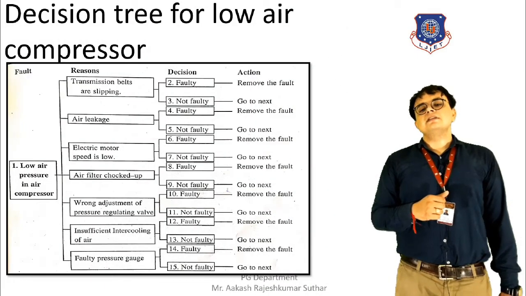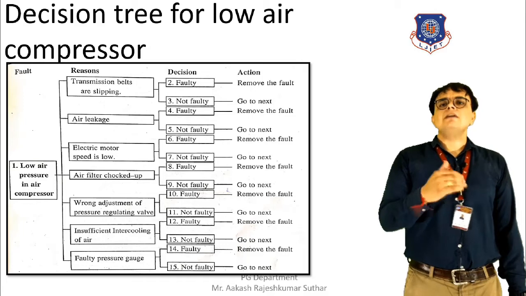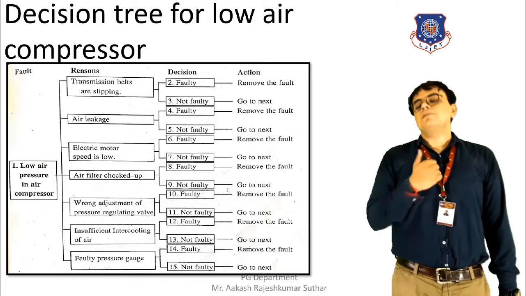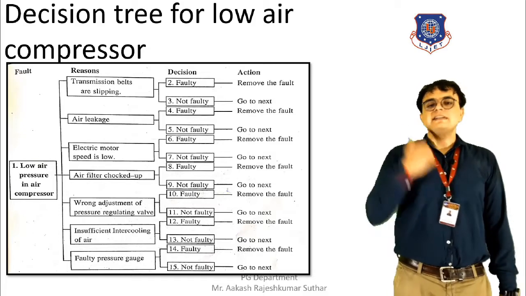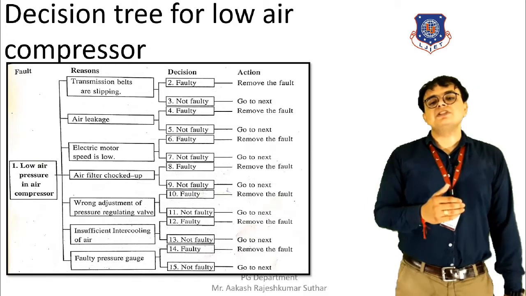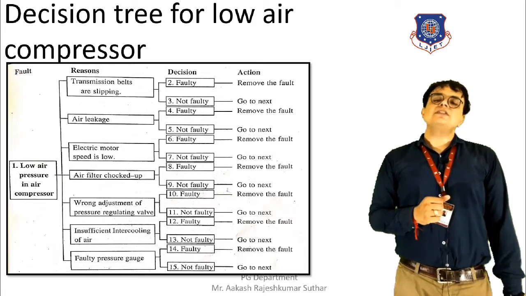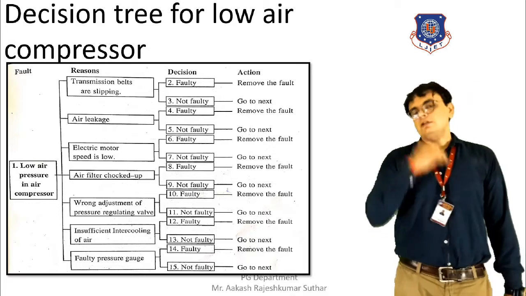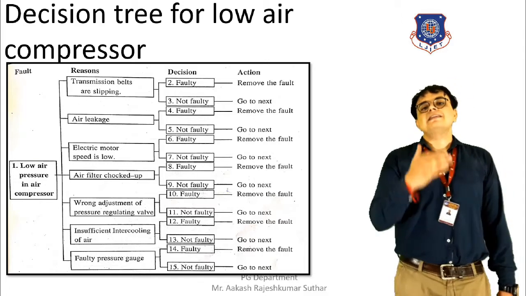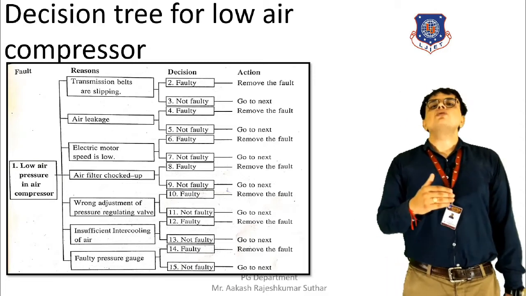Moving towards the next, that is the decision tree for the low air compressor. So basically we have to find all the reasons that are causing a reduction in the air compressor, that is, the low air compressor is being found. So all the reasons are, first, the transmission belt slipping. If the transmission belt is slipping, then we should write the decision as faulty, and the action is to remove that fault. But if the transmission belt is not found slipping, then we should write the decision as not faulty, and in the action we should write go towards the next reason.